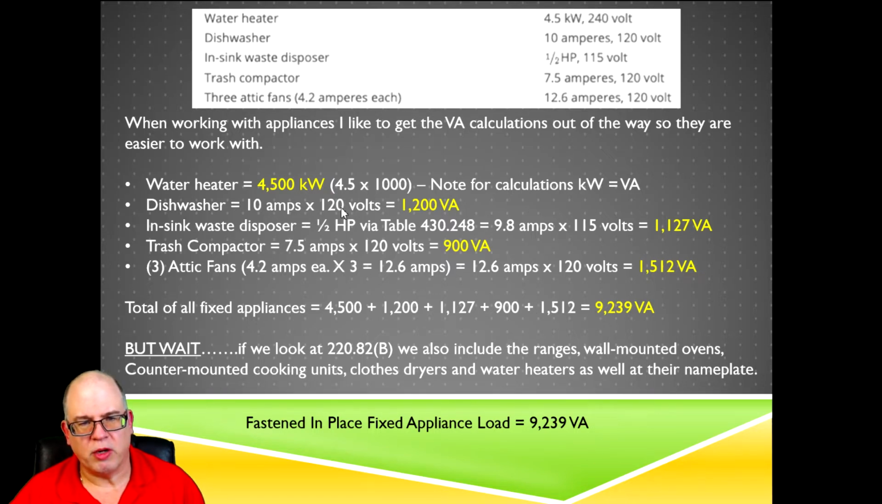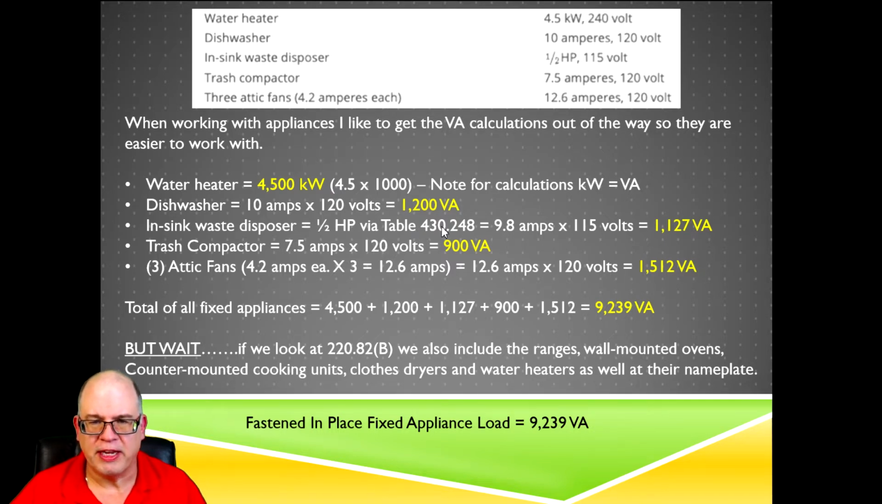The dishwasher, now we've got to do the math. It's 10 amps times 120 volts. That is 1,200 VA. We have the in-sink waste disposal. Well, we had that half horsepower, so now we're going to have to get the actual amps here. This is the only one in this question that is done this way.